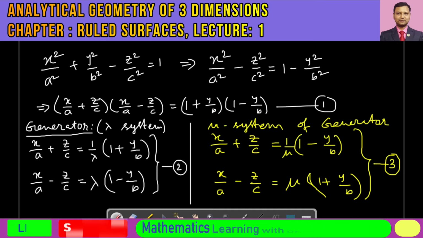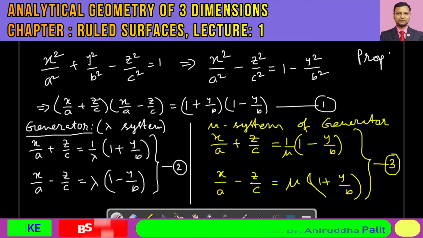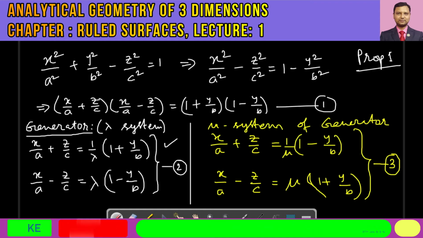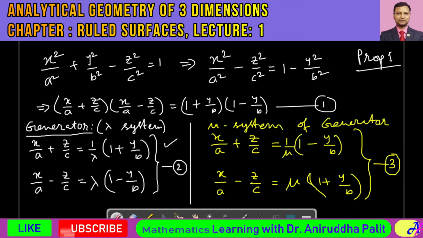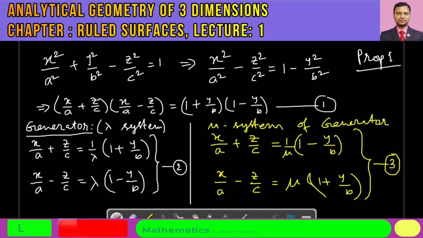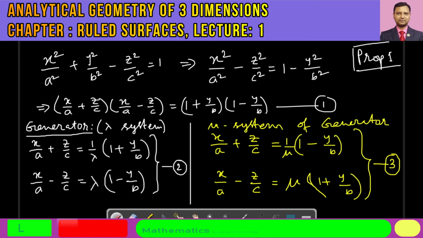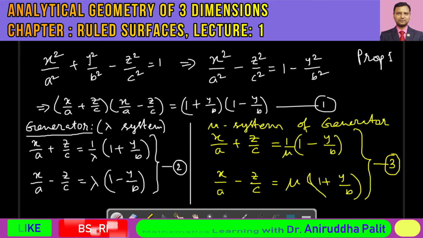Now the question is the properties of these generators. This is the first property that I am going to state, property number 1. It says that any two members of lambda system will never intersect each other. Similarly, any two members of this mu system would never intersect each other. This is one property, and that's why this type of surfaces are called skew surfaces. I told you that two consecutive generators would never intersect each other. The proof of these properties can be given as a question of 3 to 4 marks. So I am going to discuss this property over here.